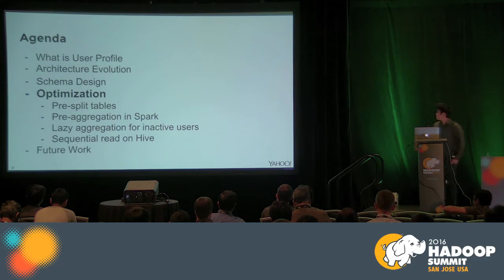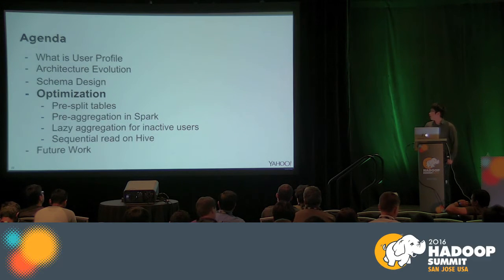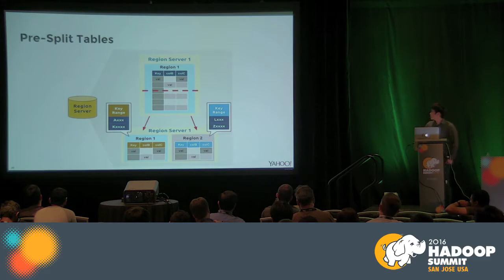So then comes the optimization part. To better scale our application, we do several optimization checks. The first one is very traditional but very useful: pre-split the tables.